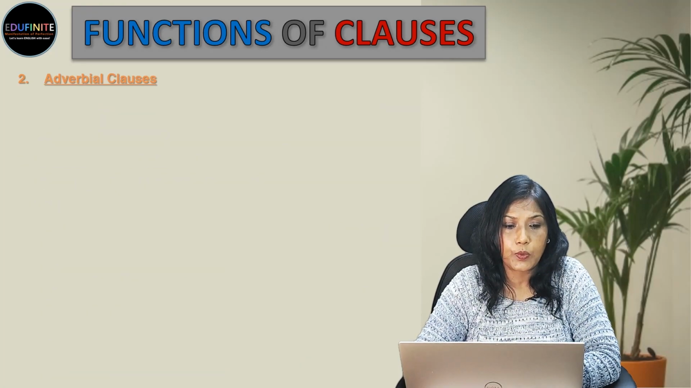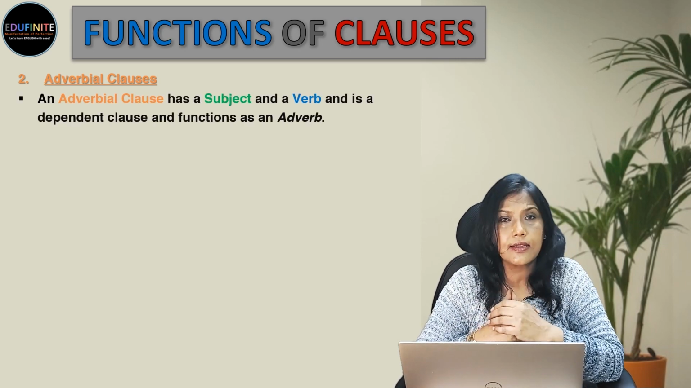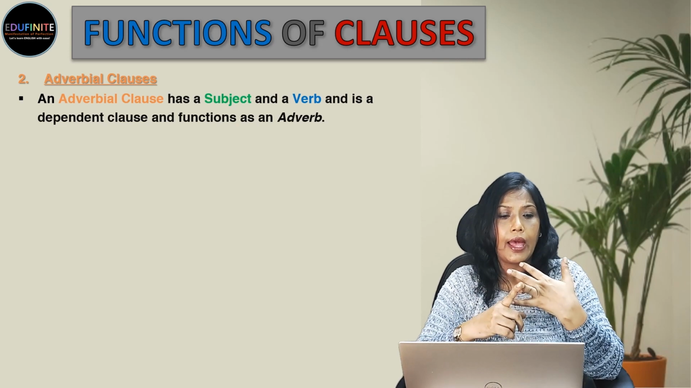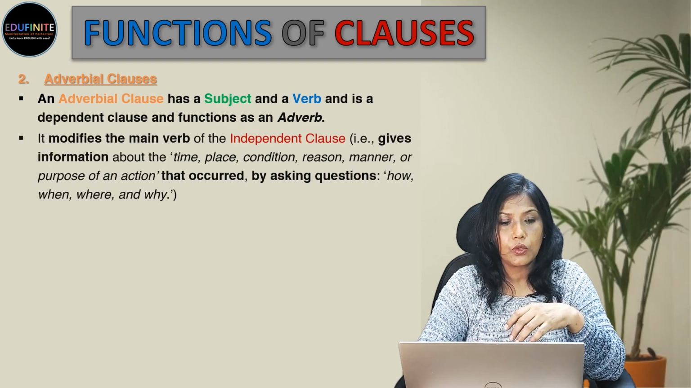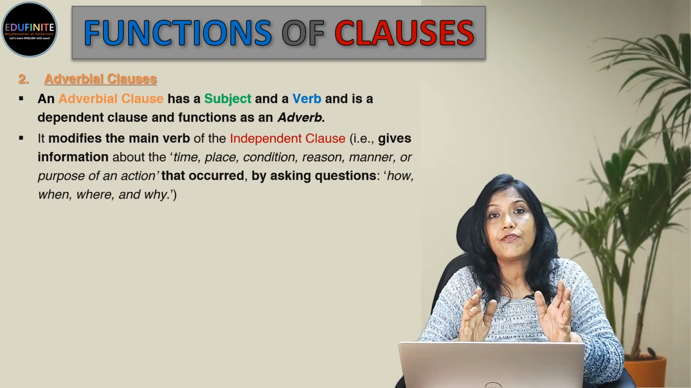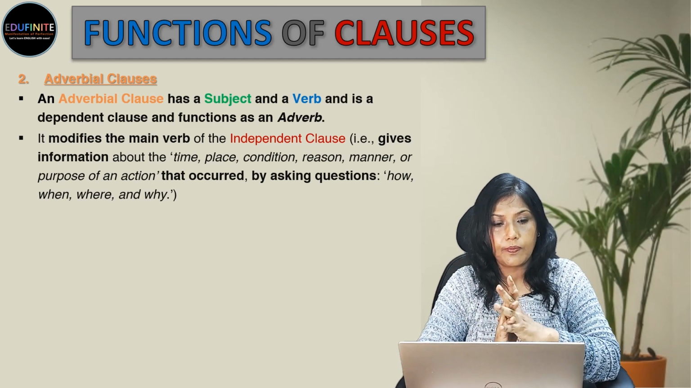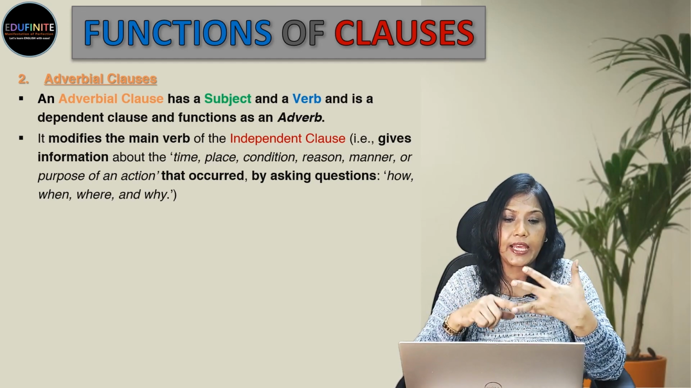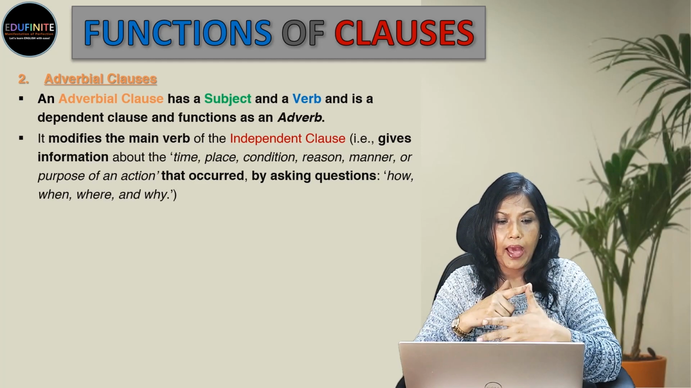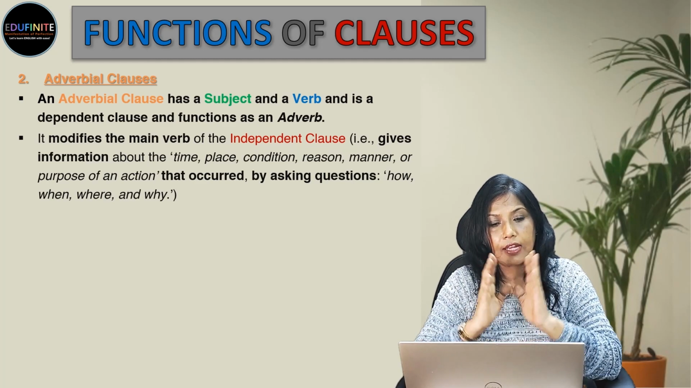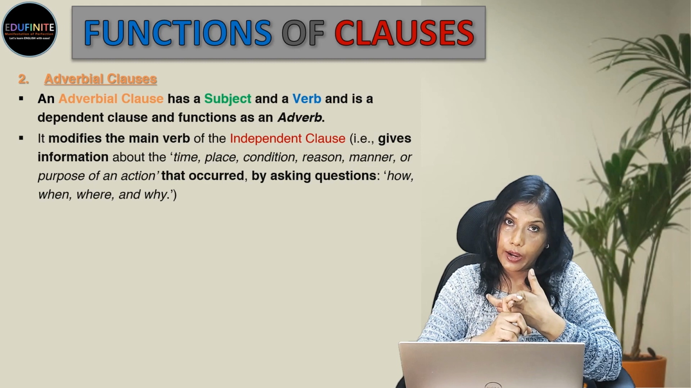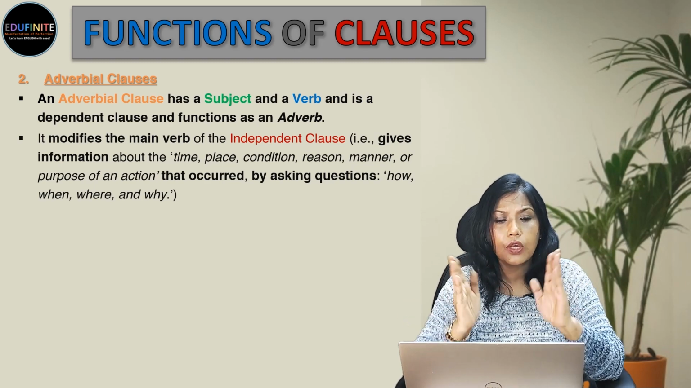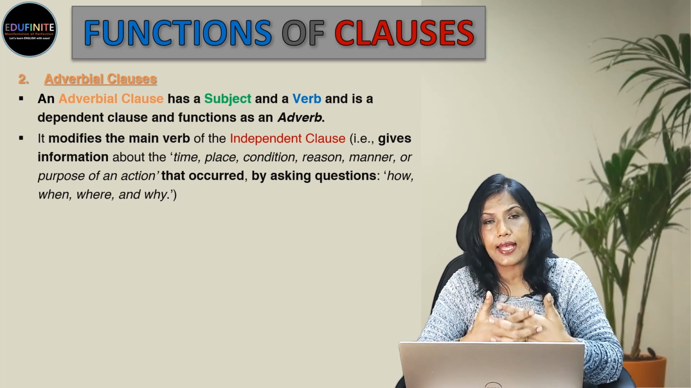Okay. Now, we come to the next one. The adverbial clause. An adverbial clause, again, since it's a clause, will have a subject and a verb and is a dependent clause. So, this is also a dependent clause and functions as an adverb. So, what does an adverb do? It will modify the main verb of the independent clause and gives information about the time, place, condition, reason, manner or purpose of action that occurred by asking questions how, when, where and why. So, just as an adverb does, so here also the adverbial clause will function as an adverb.